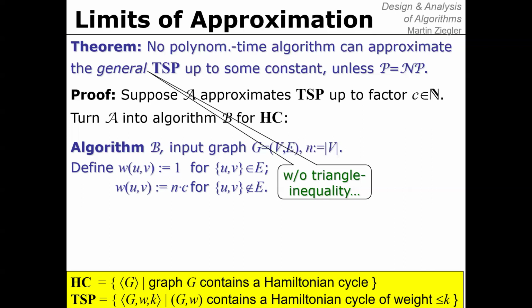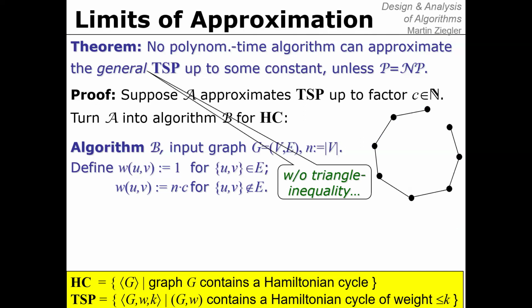Remember, c denotes the purported guaranteed approximation factor of the hypothetical algorithm A, and n denotes the number of vertices of the input graph. So you can easily calculate n times c and assign this weight, and that can be done in polynomial time in the number of vertices. That's it. So here's the example.